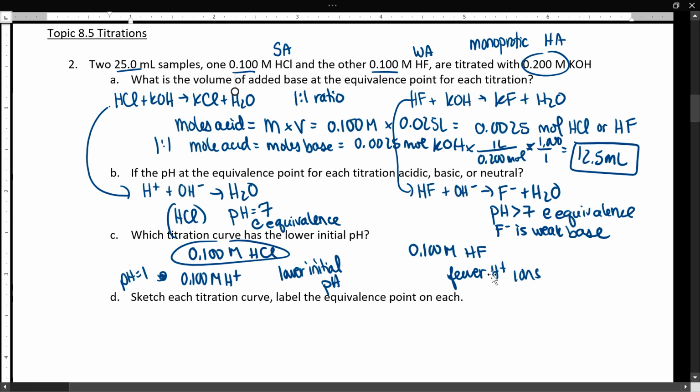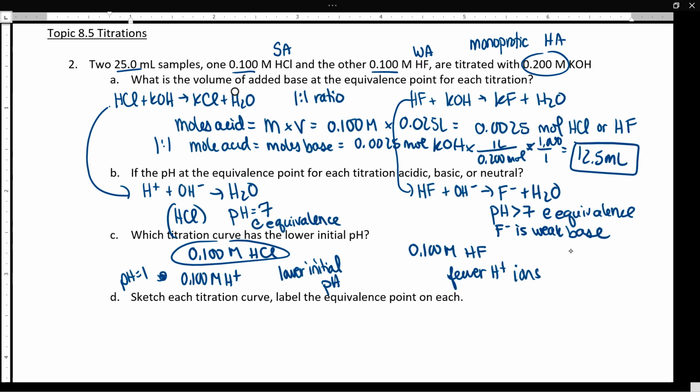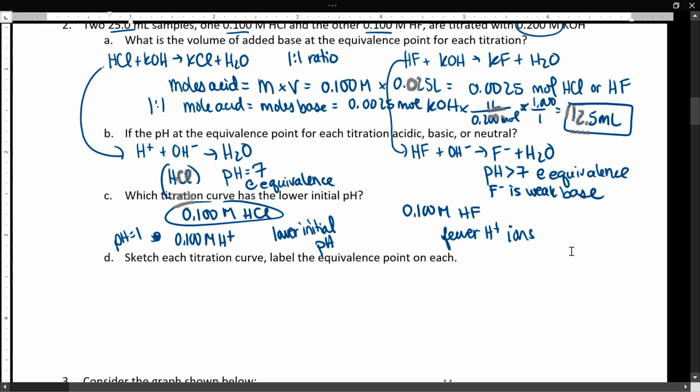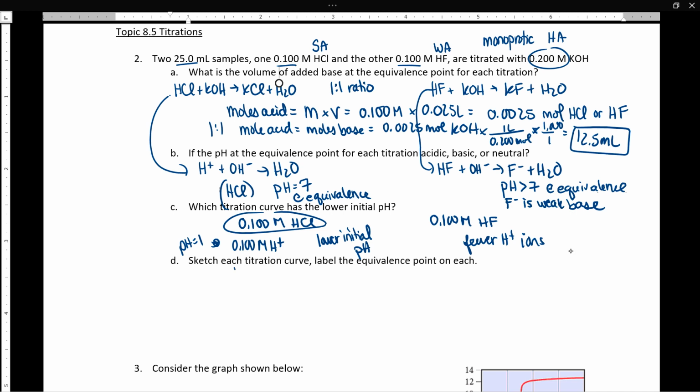So it's going to dissociate less, it'll make fewer H+ ions. So let's do a quick sketch of the titration curve. If we were plotting these out, let's say this is the titration of HCl, this is the titration of HF. Let's make this 7 here. HCl is going to start with a lower pH, down here at a pH of 1. HF is going to start somewhere higher. We don't know where exactly. They're both going to reach the equivalence point at 12.5 milliliters of base added.